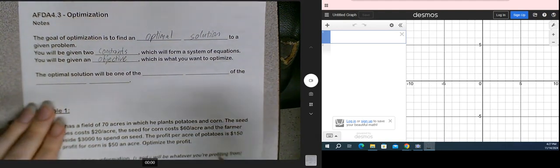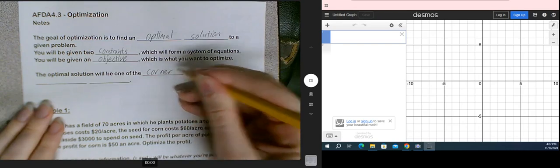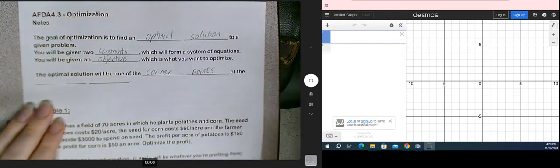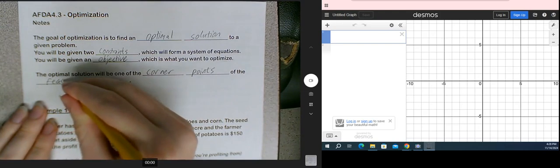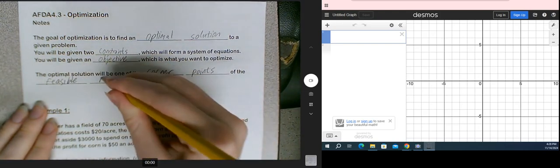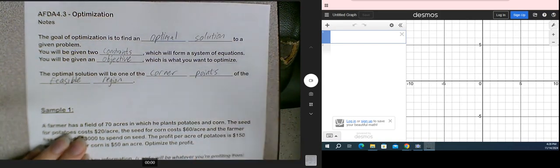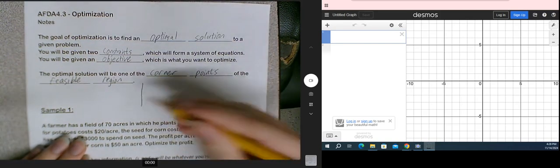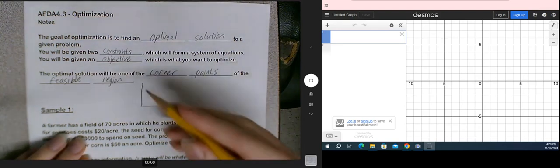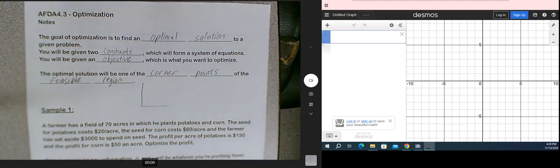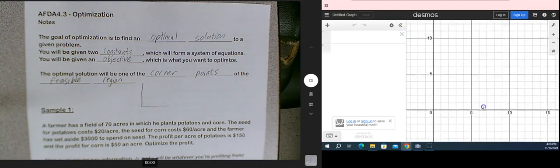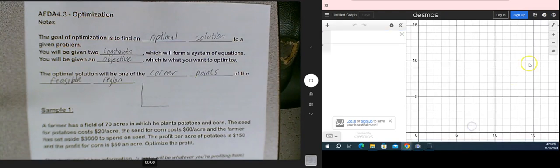Now, the optimal solution will be one of the what we call corner points of the feasible region. Now, feasible region was a term that we introduced in the last video, and the feasible region is simply the solution set of a system of inequalities. Now, because we're dealing with practical problems, we're not going to be dealing with negatives anymore. So we're not going to be dealing with a full coordinate plane anymore. We're just going to be focusing on the first quadrant. And I'm actually going to focus my Desmos on just the first quadrant to reflect this.